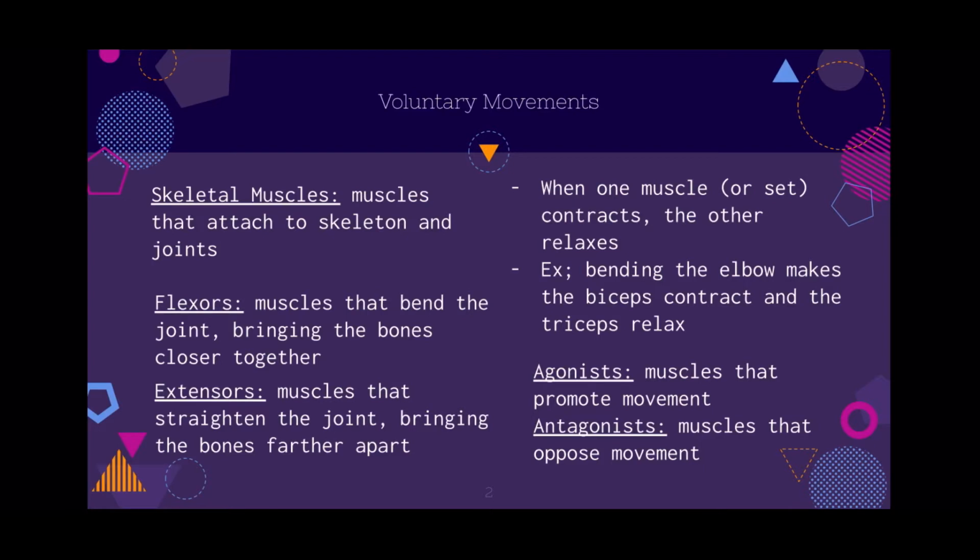When one muscle or set of muscles contracts, the other relaxes. So when a flexor contracts, the extensor is relaxed. An example of this is bending the elbow. When you bend your elbow, you make your biceps contract and the triceps relax. And then agonists are muscles that promote movement, and antagonists are muscles that oppose movement.